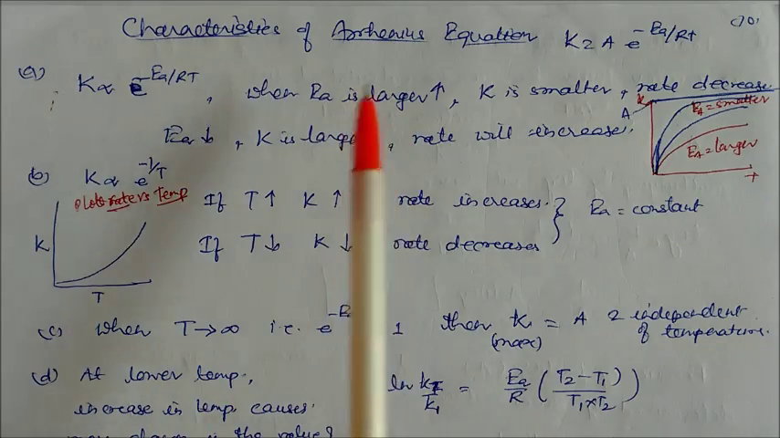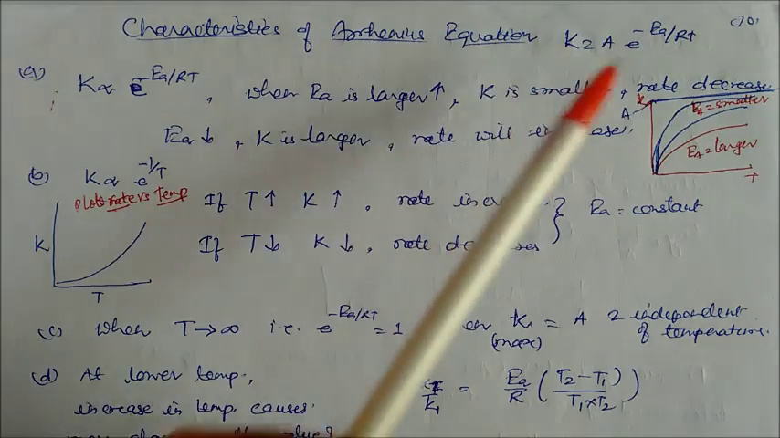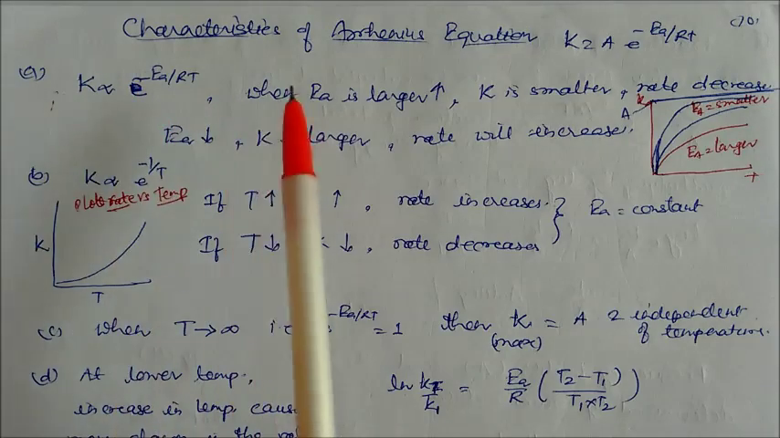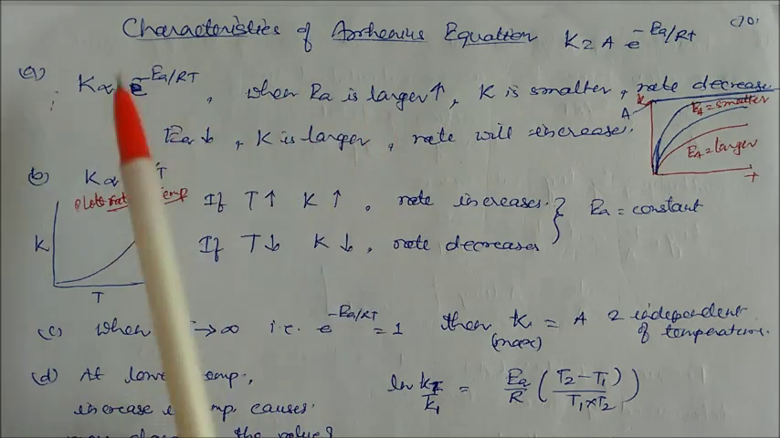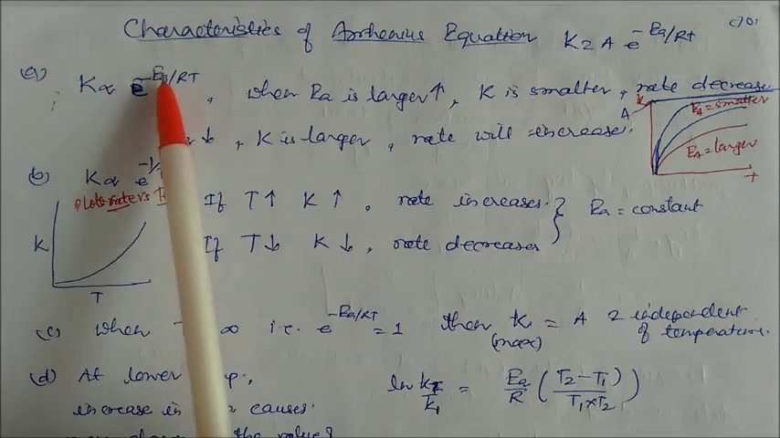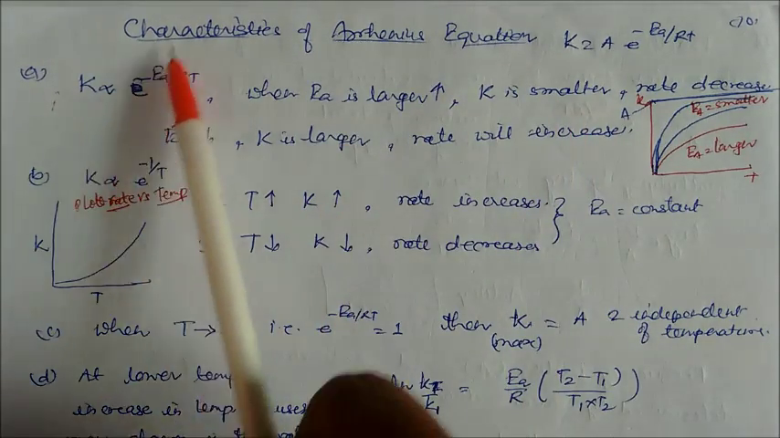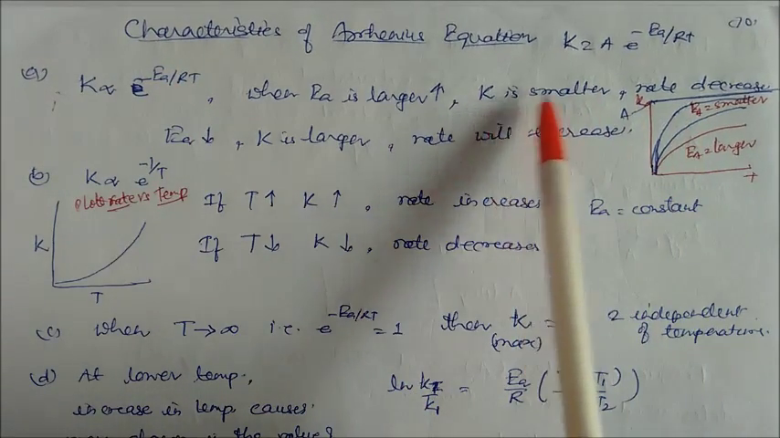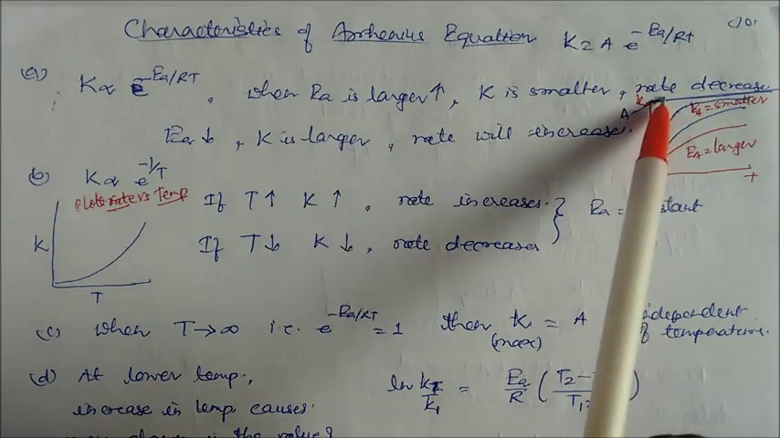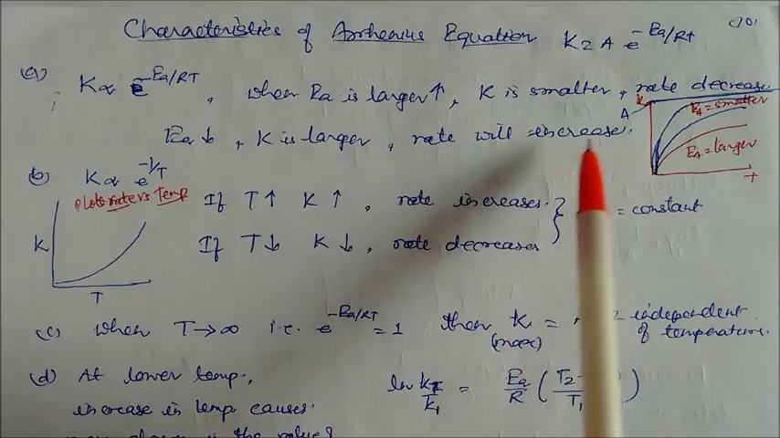Characteristics of the Arrhenius equation. This is the Arrhenius equation. Let us see some important characteristics. If you make A constant, then the rate constant is proportional to e to the power minus Ea by RT. Now if Ea is large, the activation energy is high, then K will be small, because the exponent is negative, so a higher value makes it lower. So K becomes smaller, and the rate of reaction will decrease. So with a high activation energy, the rate will decrease. With a low activation energy, the rate of reaction will be larger and will increase.